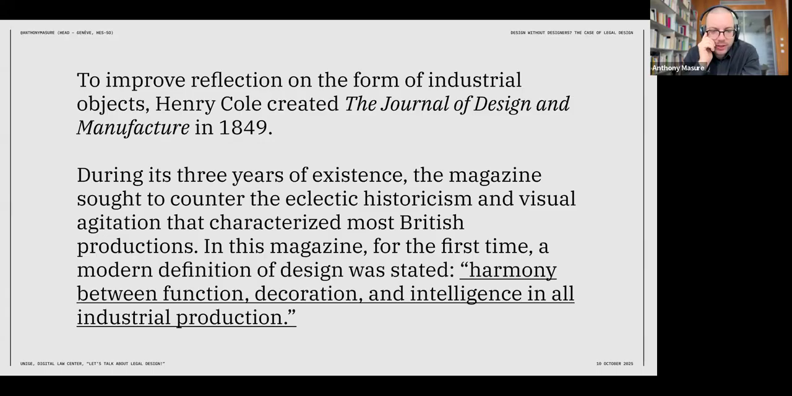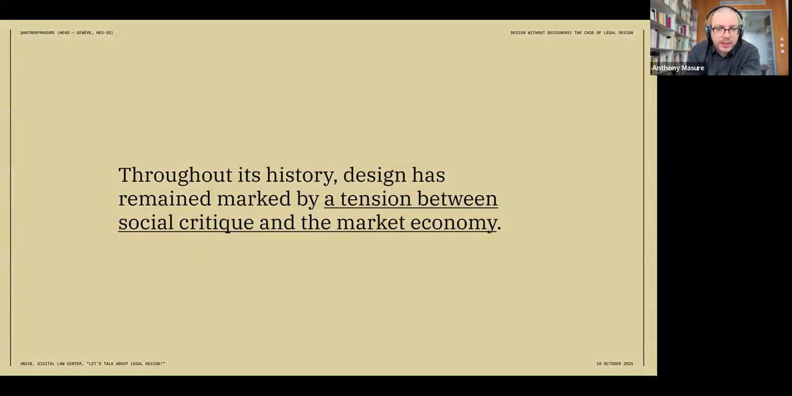At the time, in that quotation, they were looking for harmony between function, decoration, and intelligence in all industrial production. Throughout its history, design has been marked by a tension between social critique and the market economy. And we are still today between these two fields, because of course, design is not only about capitalism, but is embedded into a capitalistic society.